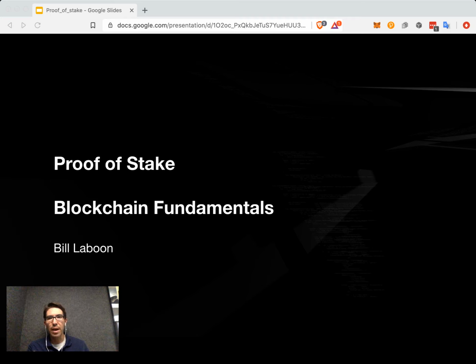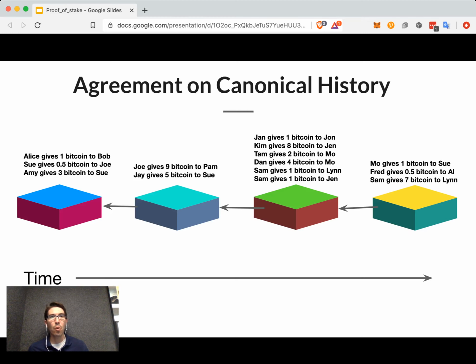Today we're going to discuss proof of stake. But before we move in to the specifics of what proof of stake is and how it differs from proof of work, I want to briefly go over what is the whole point of blockchain.